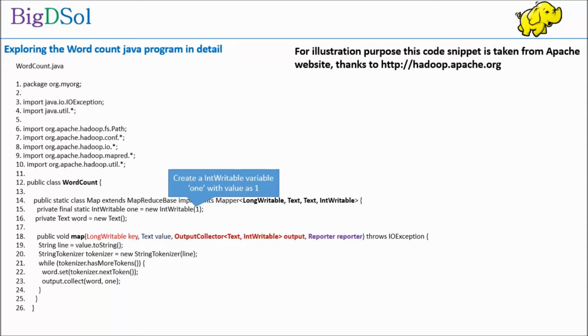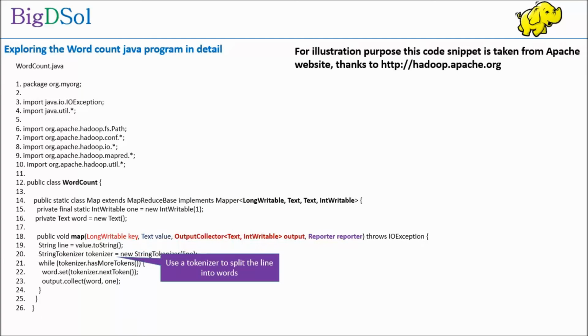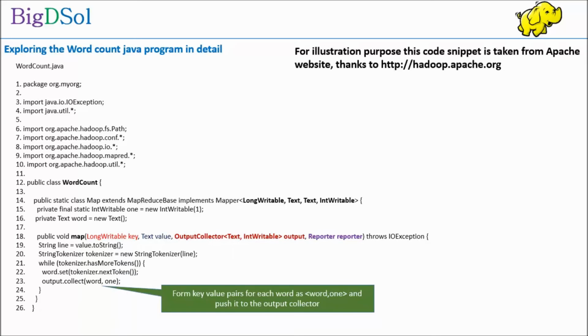The functionality of the map function is as follows. Create an IntWritable variable one with value as 1. Convert the input line in Text type to a String. Use a tokenizer to split the line into words. Iterate through each word and form key value pairs. Assign each word from the tokenizer, of String type, to a Text word. Form key value pairs for each word as word, 1 and push it to the output collector.